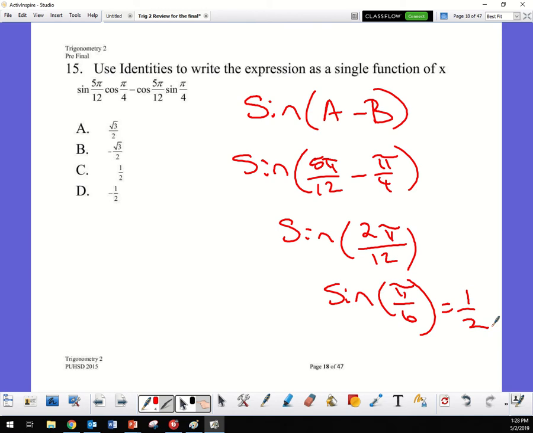How do you get 12? Okay, so now, see where it says 5 pi over 12? What's the common denominator between 4 and 12? 12. Okay, so it's 12, right? So now from here, I need to multiply.